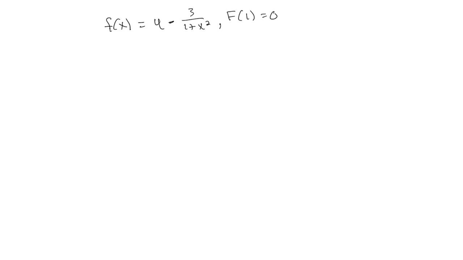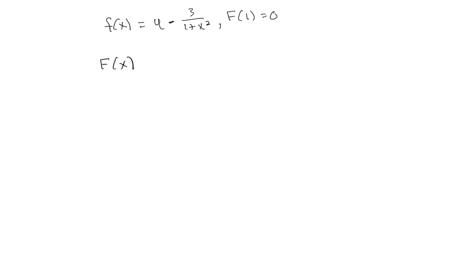So the instructions would say something like, find the antiderivative that satisfies the given conditions. The conditions are that the function f is 4 minus 3 over 1 plus x squared, and that the antiderivative must contain the point (1, 0) graphically, right? So it must meet the condition that capital F at 1 equals 0. So first let's find the antiderivative here.